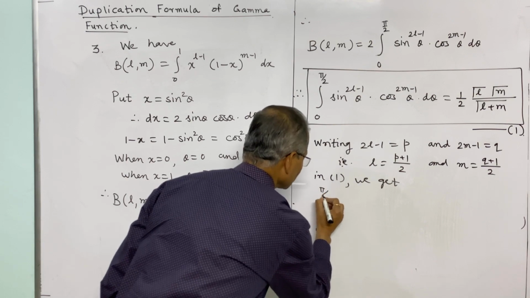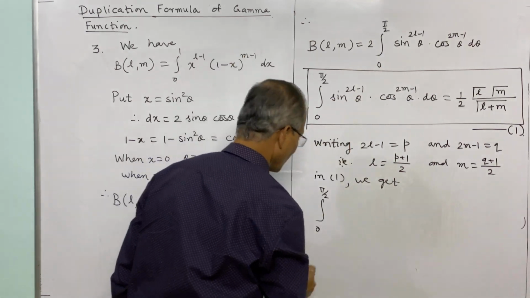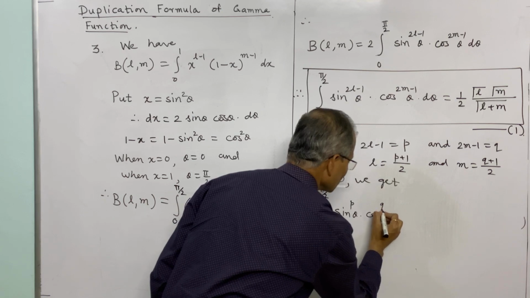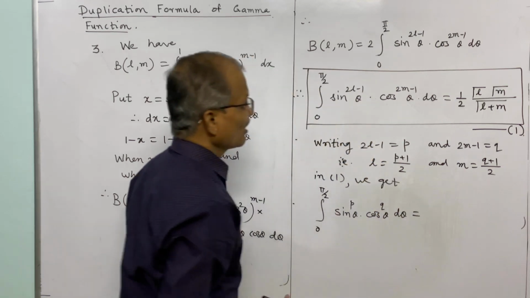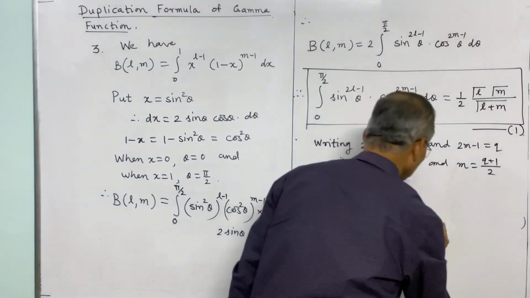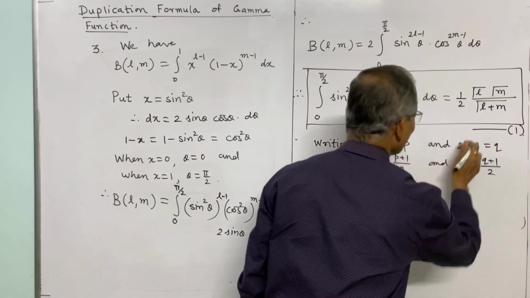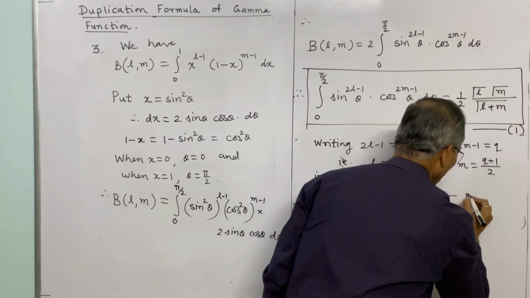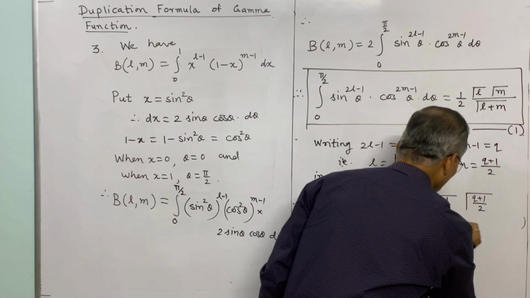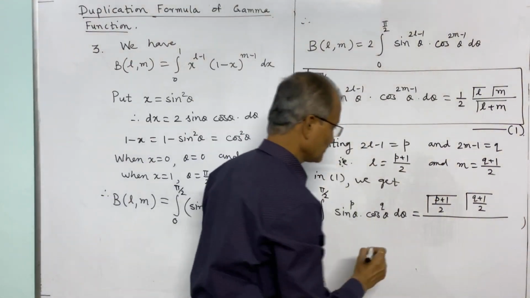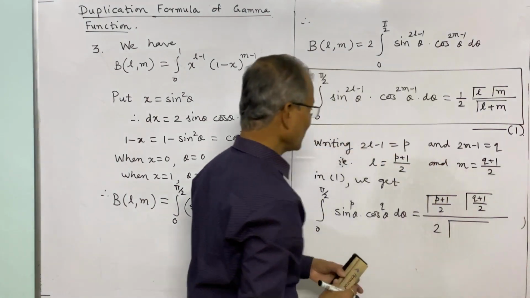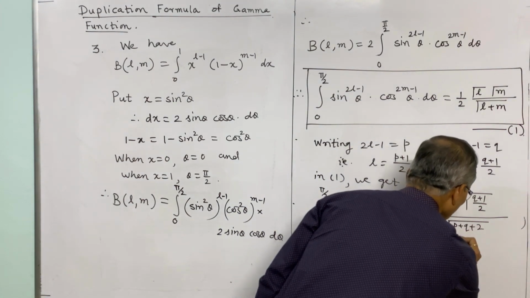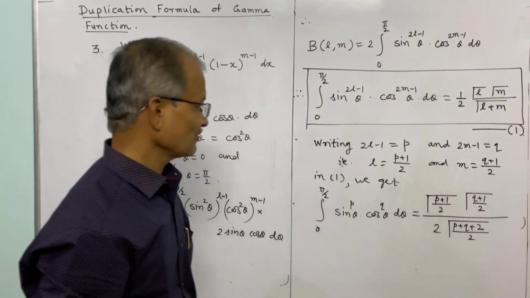And we get the integral 0 to pi by 2 sine theta raised to P into cos theta raised to Q into d theta is equal to, the right side is half, or 1 by 2, and that is gamma of L, the numerator I shall write gamma of P plus 1 by 2 into gamma of Q plus 1 by 2, divided by the denominator, 2 times gamma of L plus M, and gamma of L plus M means addition of these two, and that is P plus Q plus 2 whole divided by 2. So this is the result we have obtained.